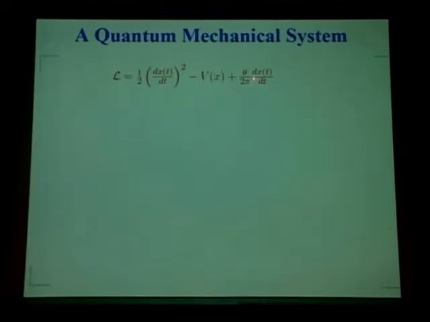A total derivative dx/dt with a coefficient theta, normalized for convenience by a factor of 1/2π.